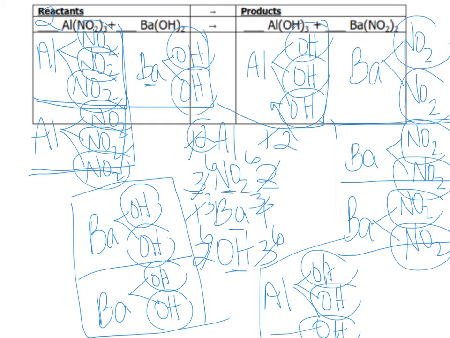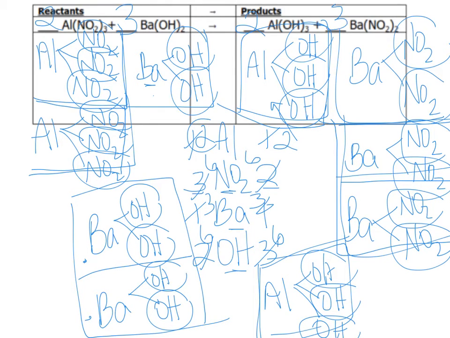The Ba(OH)2, I've got 1 here, and then 2 more down here, so that's a 3. The Al(OH)3, I've got this one up here at the top, and this one down here, that's a 2. And then my Ba(NO2)2, I've got these 3. So my coefficients are 2, 3, 2, 3.